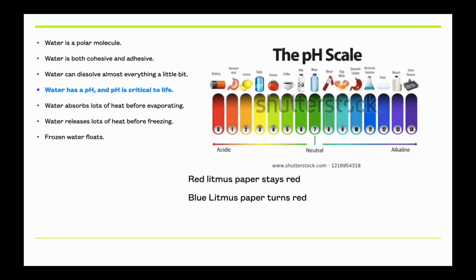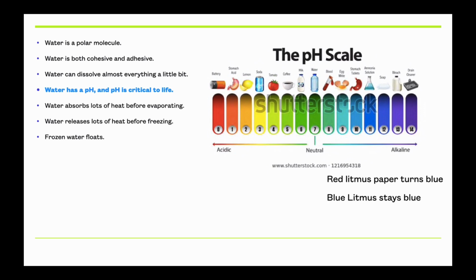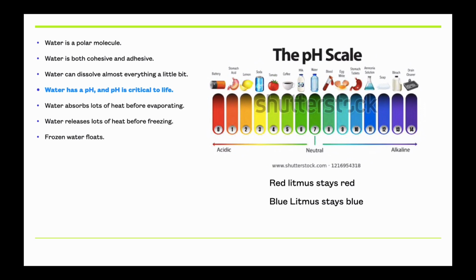Now, if you go over to the alkaline side, if you put an alkaline substance on red litmus paper, it'll turn it blue. And if you put an alkaline substance on blue litmus paper, it'll stay blue. So this is one of the ways that you can test for pH. It just tells you, is it acidic, is it basic, or the third possibility, it could be neutral. And a neutral solution, like pure water, is going to have a pH litmus test of red staying red and blue staying blue.